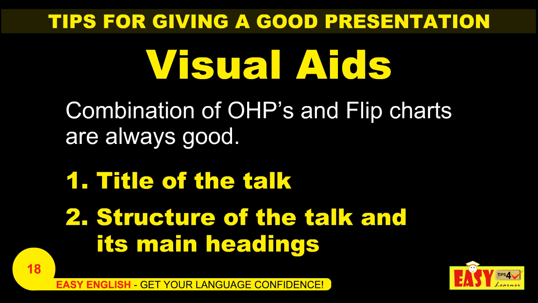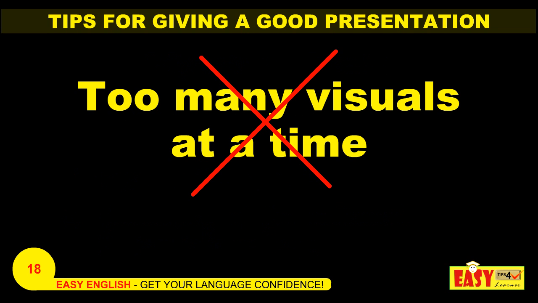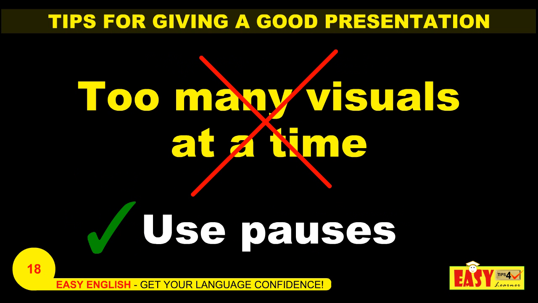Take care that the text should be minimum. Do not just keep reading from the visuals. Avoid using too many visuals at a time because it definitely confuses the audience. Use pauses in between, so that the audience can comprehend the visual shown. They can first perceive the visual, understand it, and then comprehend the visual that is shown.